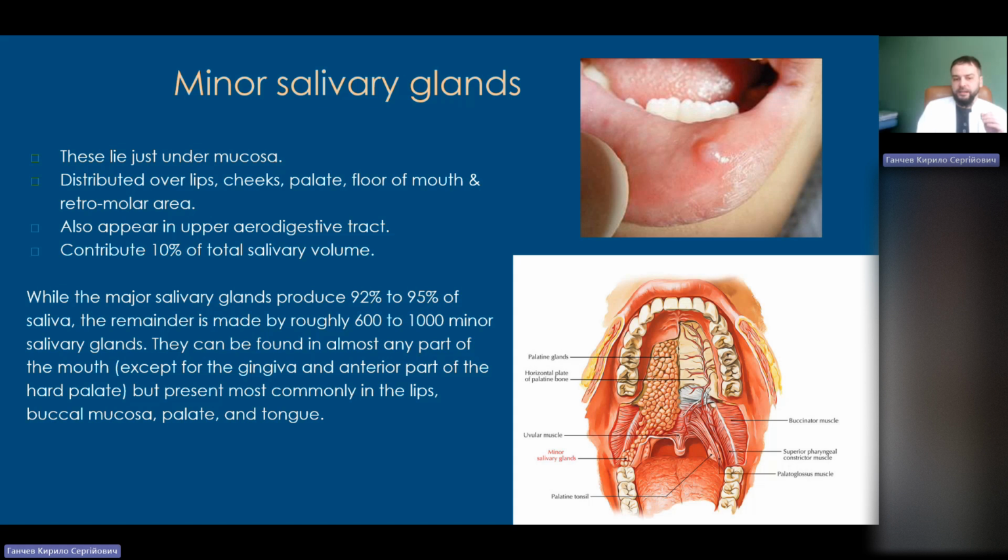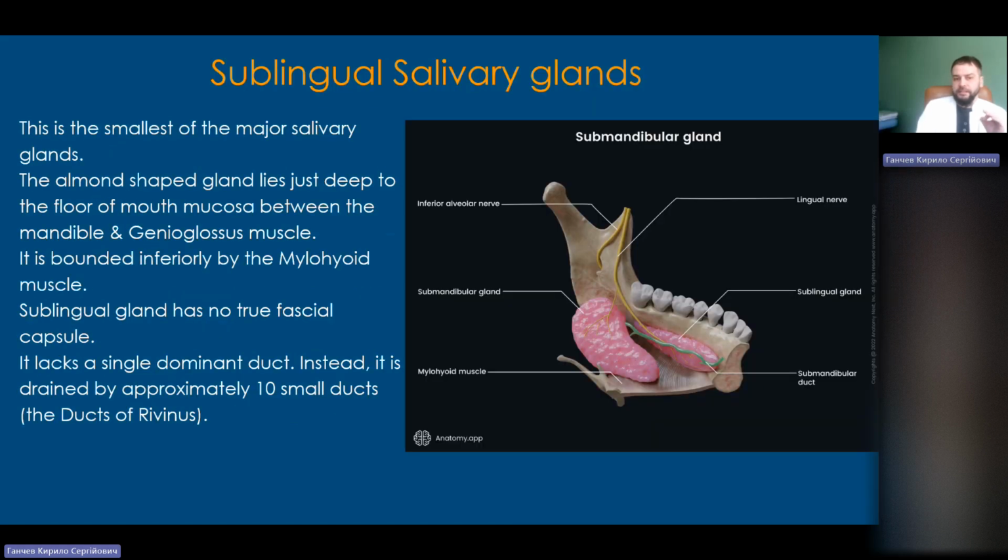Okay, so sublingual salivary glands. It's the smallest one. So of the major salivary glands, the smallest of the three pairs, as you remember. The almond-shaped gland lies just deep to the floor of the mouth mucosa between the mandible and the genioglossus muscle.